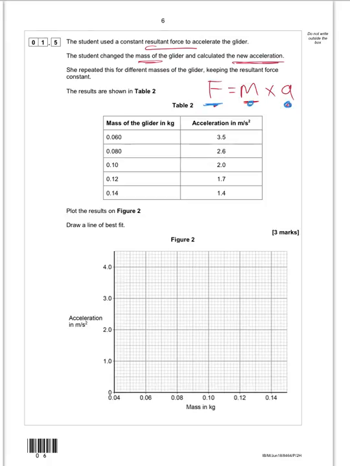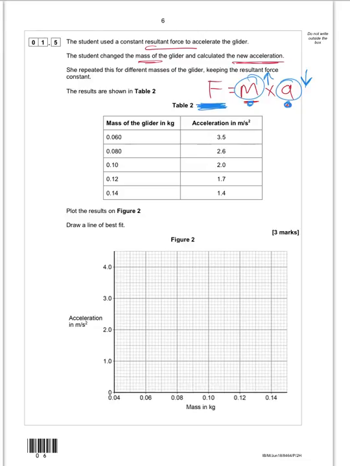So we would expect a situation here where these two things, the mass and the acceleration, are inversely proportional, because for the force to remain constant, if the mass is increased, we would expect the acceleration to decrease. So we're expecting these things to be inversely proportional.